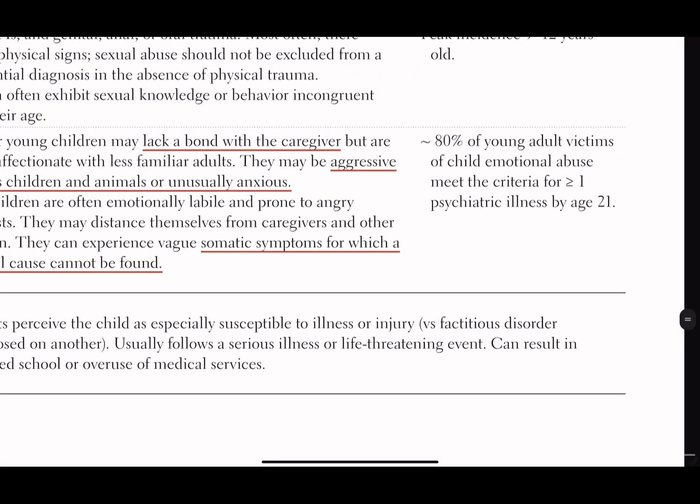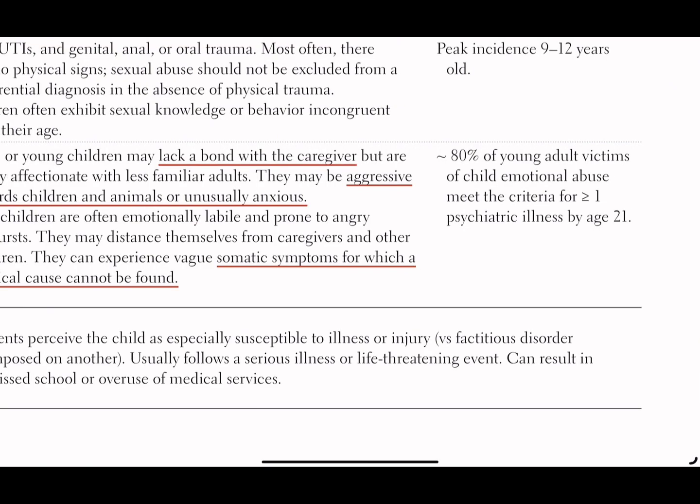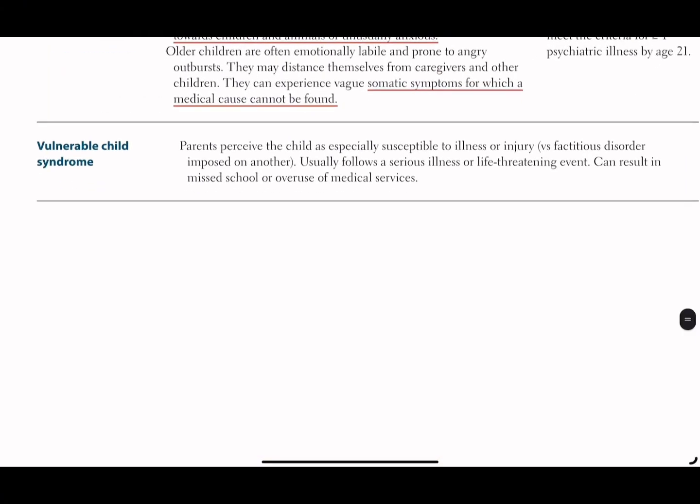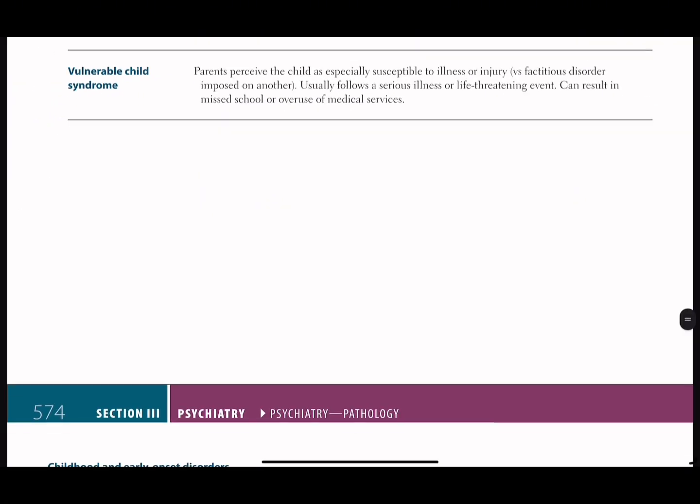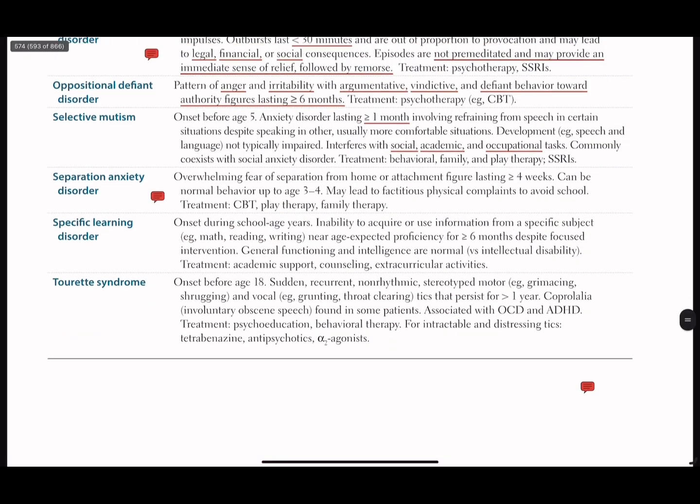Okay. 80% of young adult victims of child emotional abuse meet the criteria for more than one psychiatric illness by age 21. Vulnerable child syndrome: patients perceive the child as especially susceptible to illness or injury, versus factitious disorder imposed on another. It usually follows a serious illness or life-threatening event, and can result in missed school or overuse of medical services. They ask sometimes about this question. Oh, let's go to the next page.